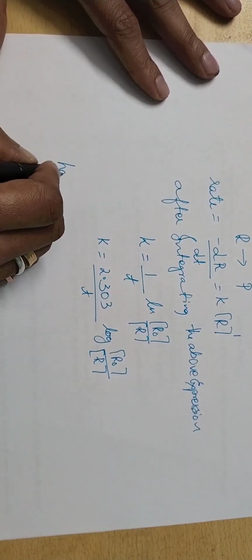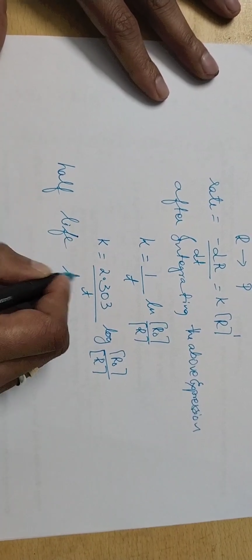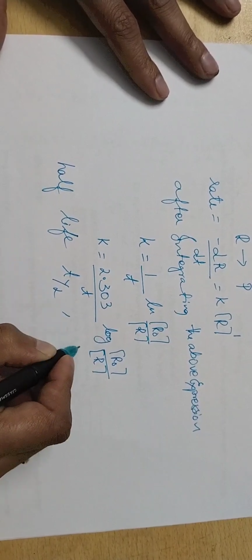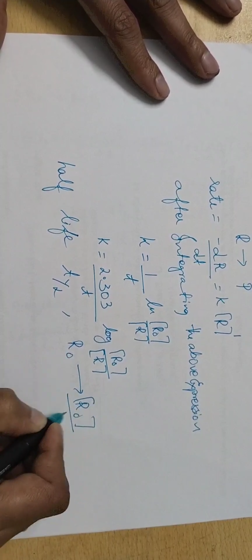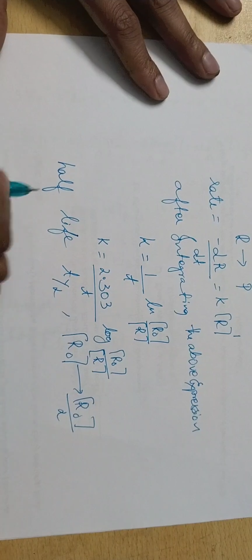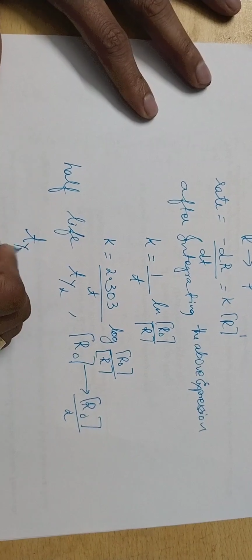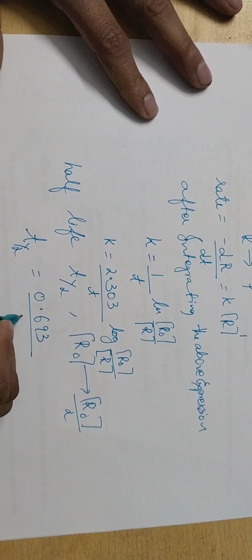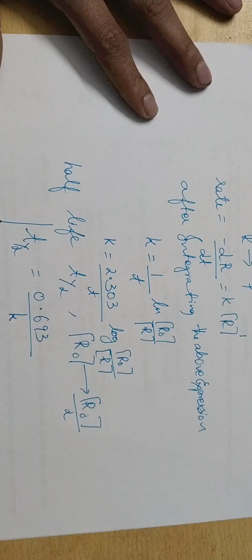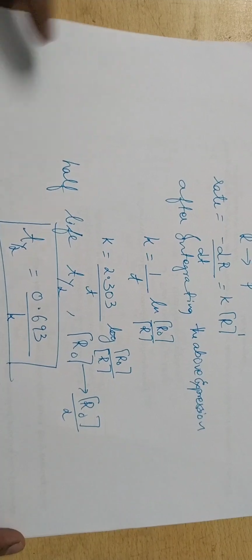Half-life, t half. That is when the initial concentration has decreased to half. T half for first order reaction is 0.693 divided by k. This is also straightforward. I hope you remember the derivation for this segment.